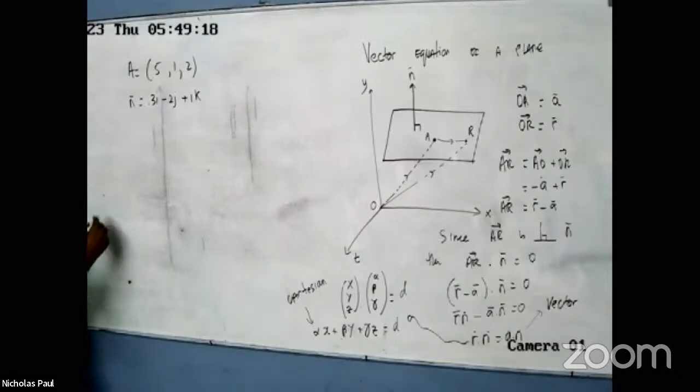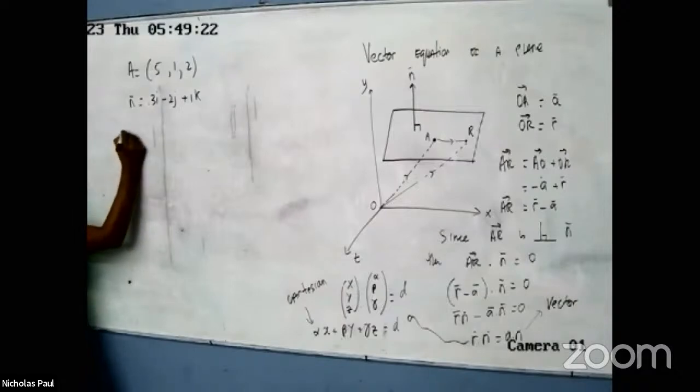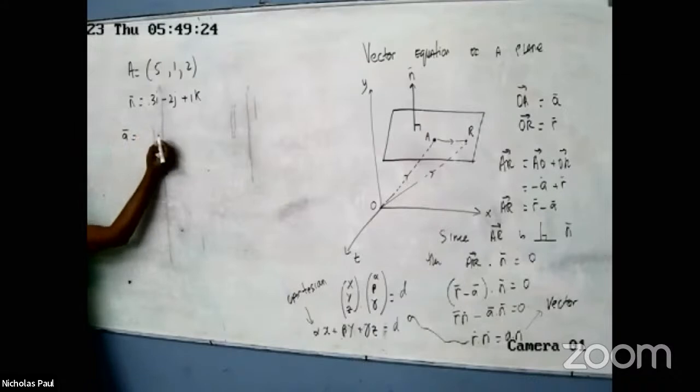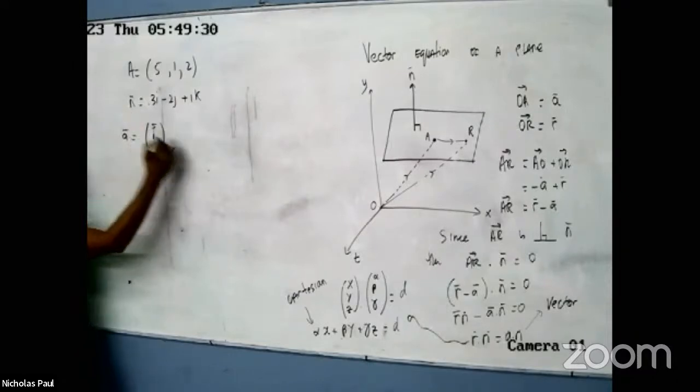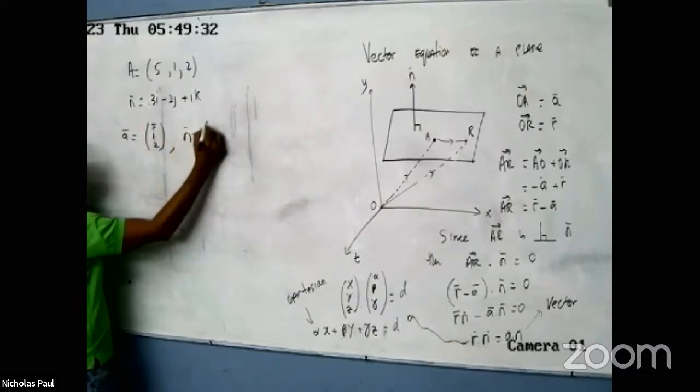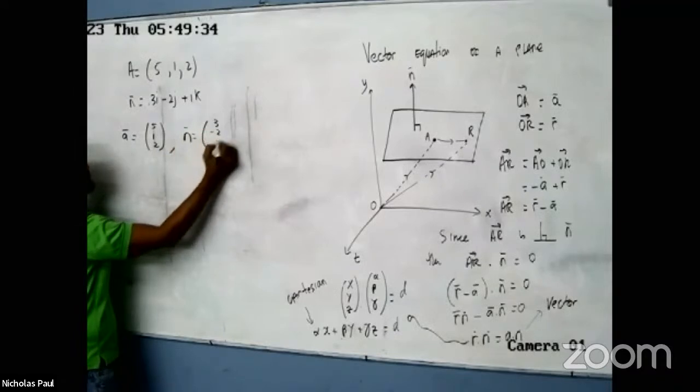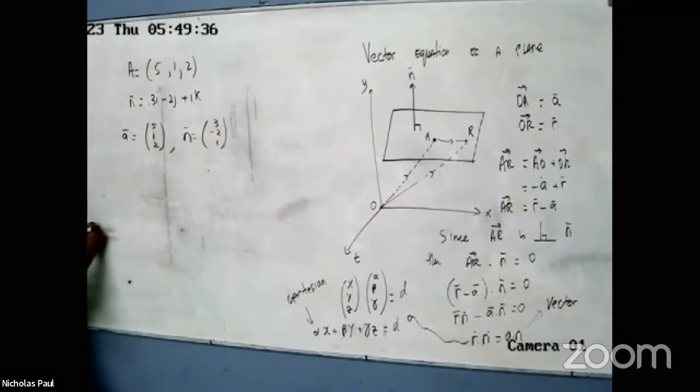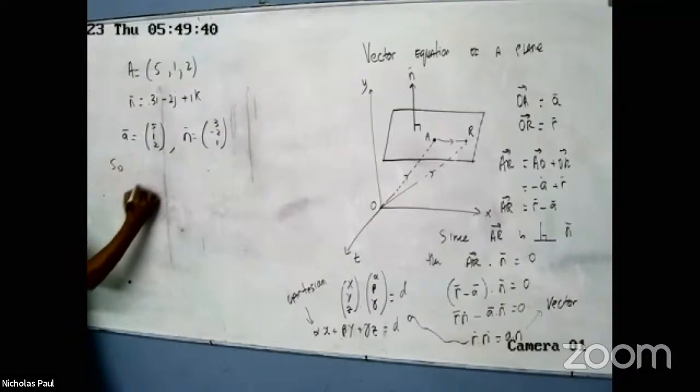Right? So everybody identify A. A is the point on the plane, and you can write it like this: 5, 1, 2. And they give you the perpendicular vector, so you know what n is. n is 3, minus 2, 1. So to get the vector equation of the plane, let's start with the vector.